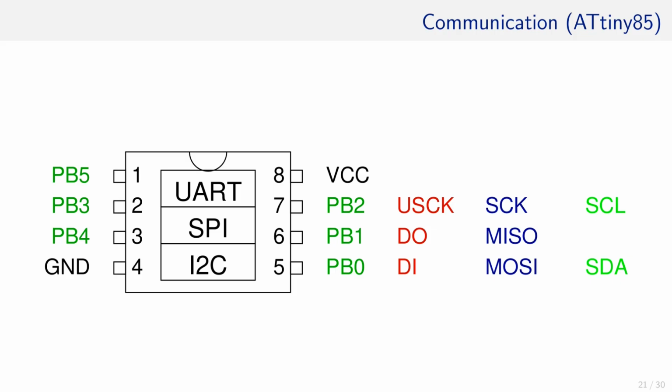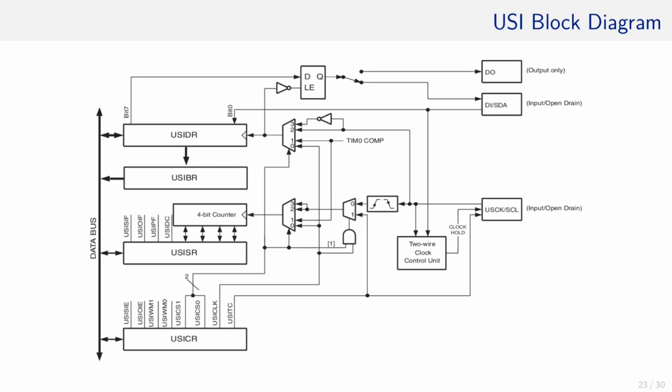This has been implemented in the ATtiny. So instead of two modules having nothing to do while one communicates, the common properties have been summarized into a single interface, the Universal Serial Interface, or USI in short. This is the block diagram for the USI.